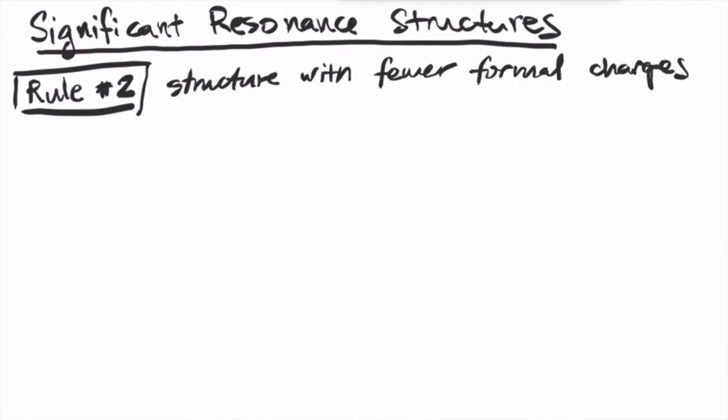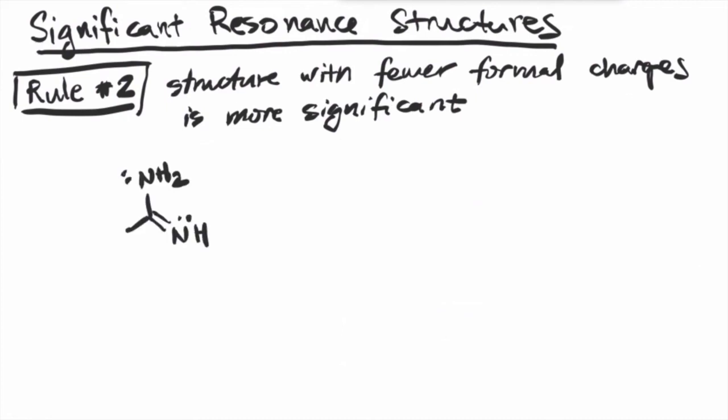Now if there's a tie and we need a tiebreaker, there's this second rule. And our second rule is that the structure with the fewer formal charges is the one that is more significant. So let's take a look at an example. In this molecule, again, we see that there is an allylic lone pair, so we can draw a resonance structure from that.